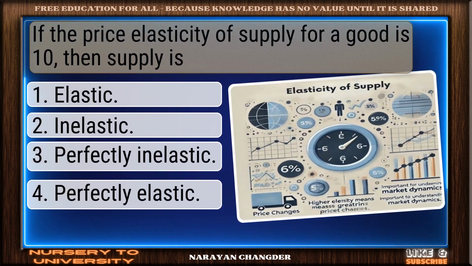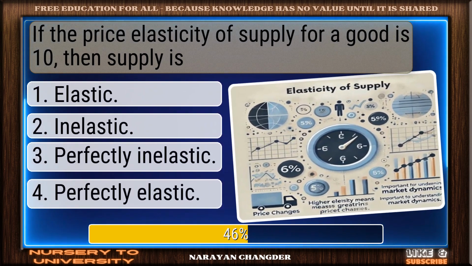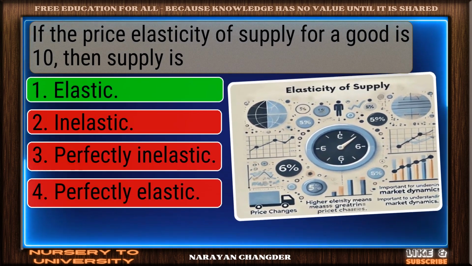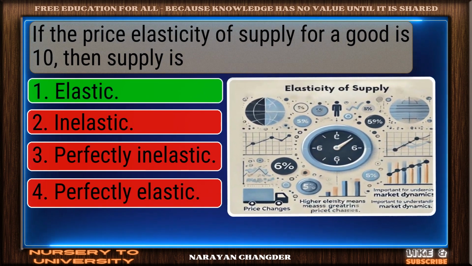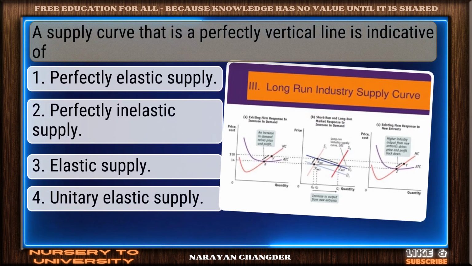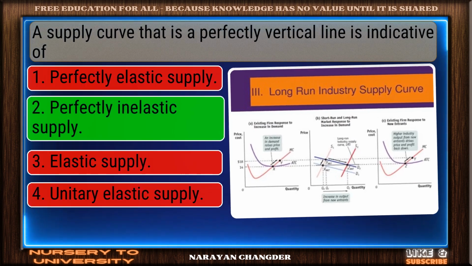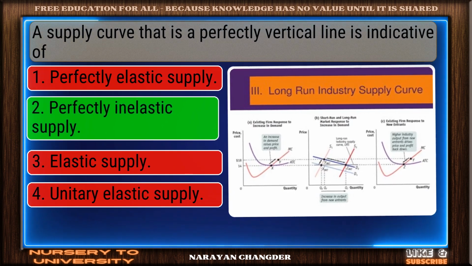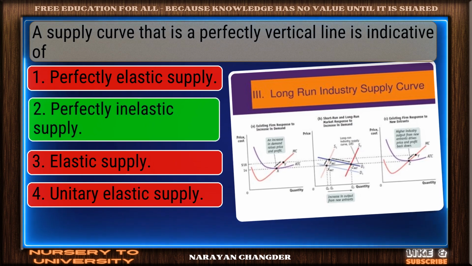If the price elasticity of supply for a good is 10, then supply is. Clear logic. Your choice elastic is sound and 100% true. A supply curve that is a perfectly vertical line is indicative of. Nice work. You chose perfectly inelastic supply, and it is correct.